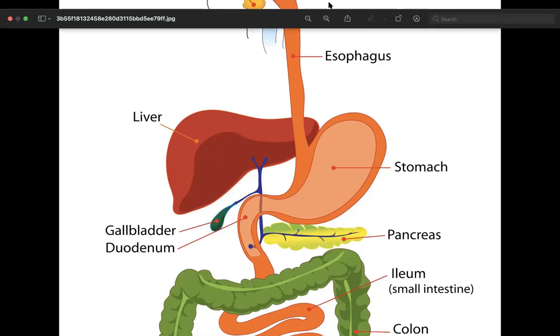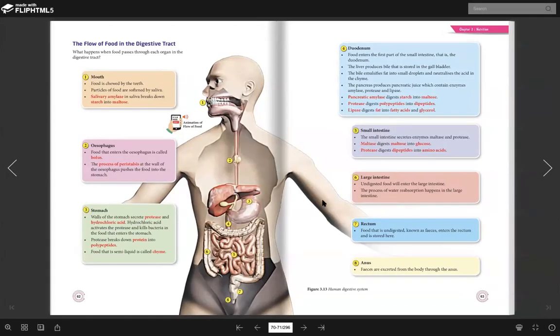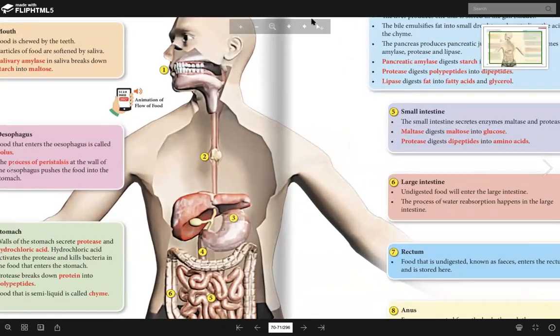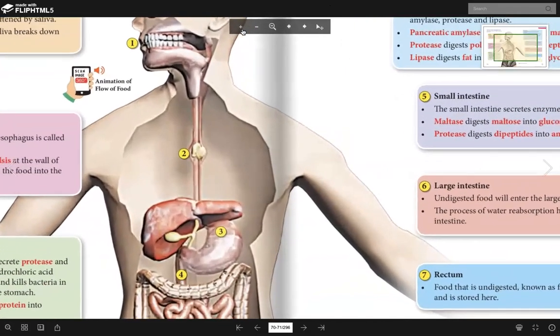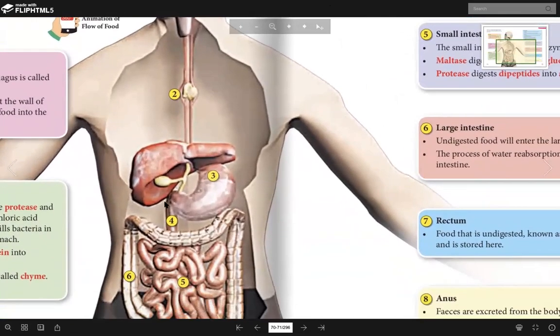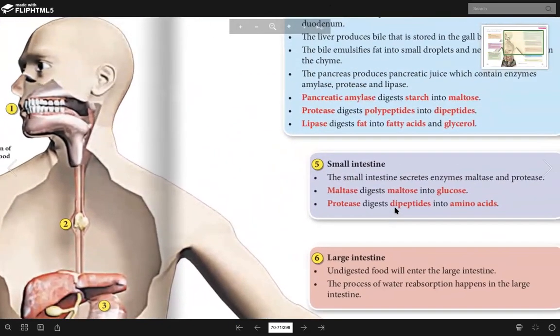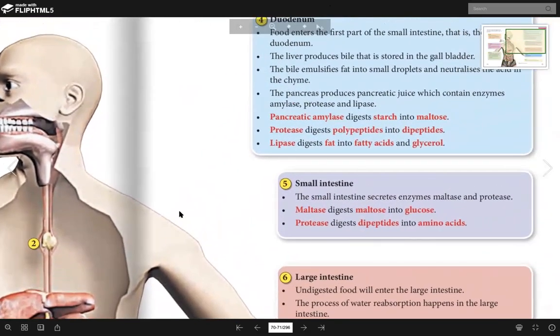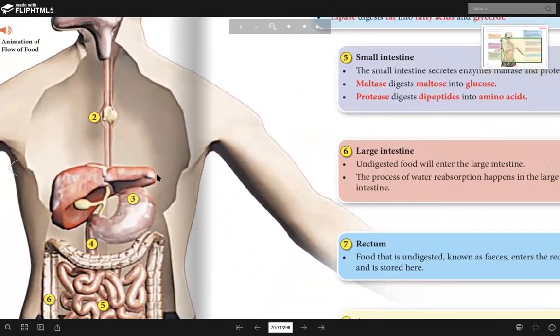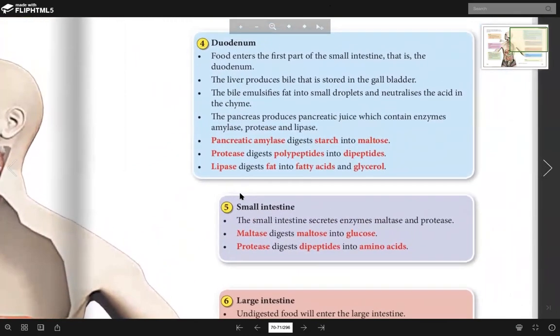Okay. So let's go to the textbook. If you notice in the textbook, there is no pancreas. Dia tak lukis pun pancreas. Awak tengok, tak ada pun pancreas ni. So I don't want you to get confused. Ni awak tengok, di sini dia ada cerita pasal pancreas. Tapi dalam gambar tak ada muka pancreas. So I don't want you to get confused.